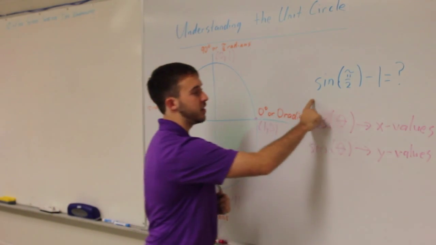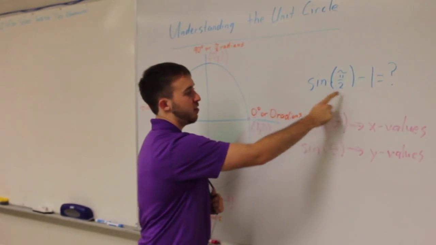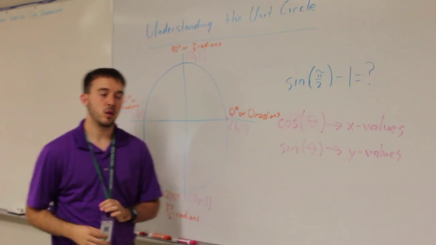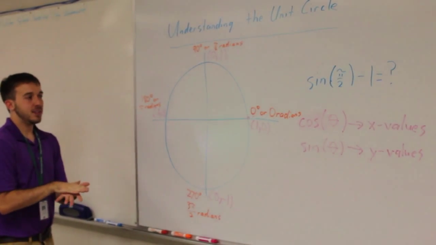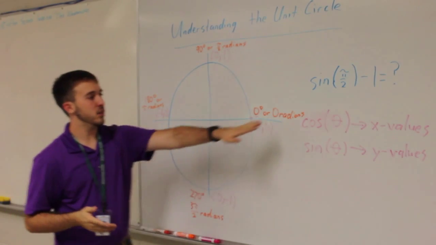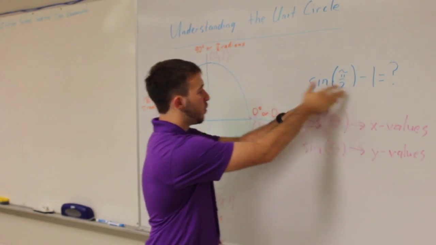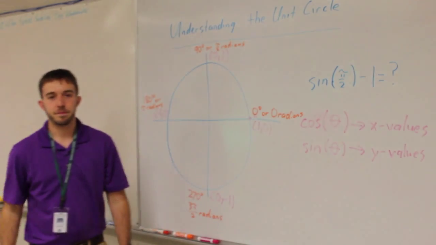So for instance, if I have this question right here, sine of pi over 2 minus 1, what is that equal to? What are we trying to find? Well, sine of pi over 2 is a much simpler thing. There's a simpler way to write that, but we need to know about the unit circle to understand that.